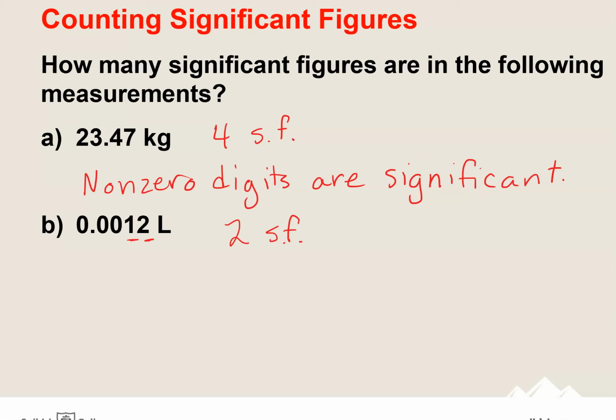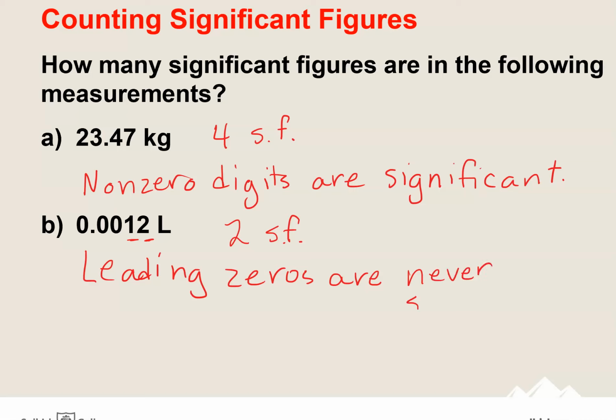A way I can illustrate that is to say that although it's 0.0012 liters, I could also express that as 1.2 milliliters. And in 1.2 milliliters, there are only 2 measured values. So the zeros at the front are only placeholders. They don't count. Leading zeros are never significant. They're just placeholders.